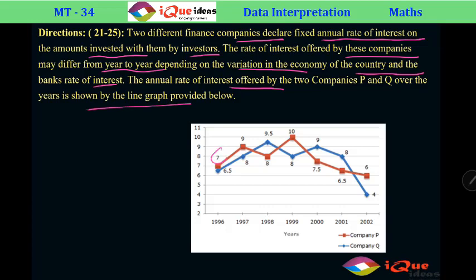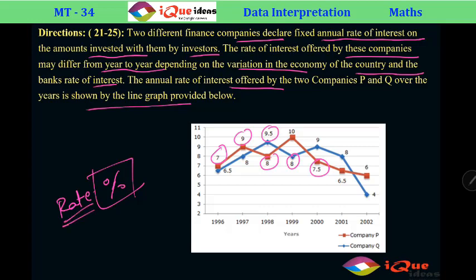So here all these values 7, 9, 9.5, 8, 7.5, they are all percentages, right? In fact, rate percentages. Okay, be careful. All these are rate percentages and these are the years. Red color is for company P and the blue color is for company Q. In fact, it's a red square and it's a blue rhombus. All right. Now let's take up some questions on this.